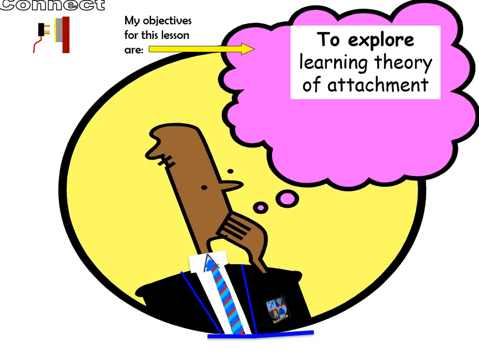In this lesson we're looking at the learning theory of attachment. There are two theories which you're required to know, and we're going to start with learning theory. It doesn't matter which way round you do them, but because we've looked at the study by Harlow, it probably is quite useful to look at learning theory at this point.